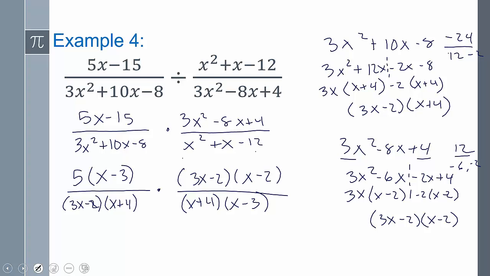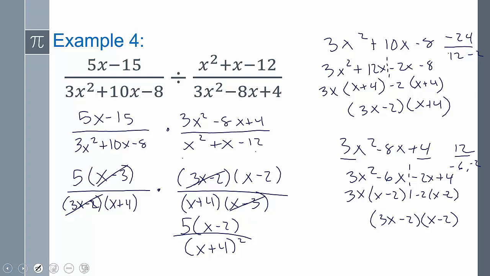Okay, so now that everything is expressed as multiplication, things will start reducing. So those factors reduce. Those factors reduce. And so you're left with 5 times x minus 2 over x plus 4 squared.